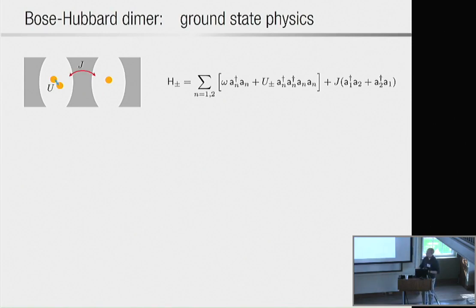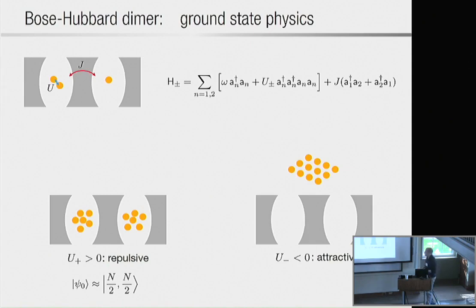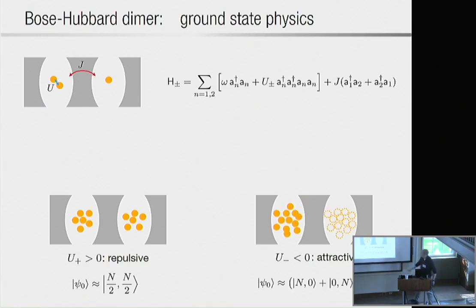And so if you're interested in what the ground state physics is, let's quickly look at it. If U is positive, then you have repulsion, and once you feed all your bosons into the system and let them find the ground state, then if it's an even number, it's particularly simple. They will just split up into n over 2 and n over 2 on the left and right hand side. And if you face the attractive case, then it's slightly different, right? Because now the bosons actually like to be together, and so they will all go into one side.